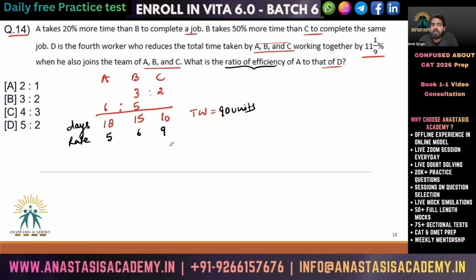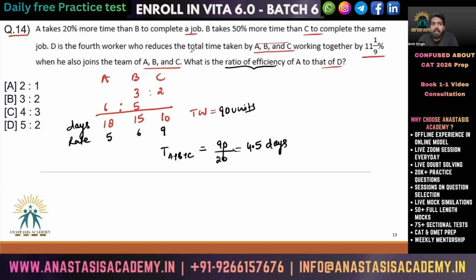Now the time taken by A plus B plus C together would be 90 upon 6 plus 5 is 11, 11 plus 9 would be 20. So that is 4.5 days.